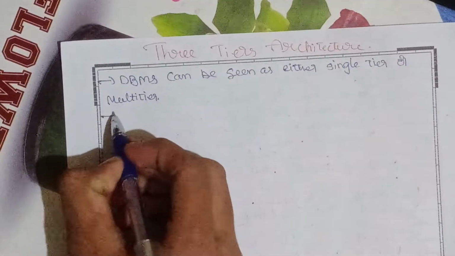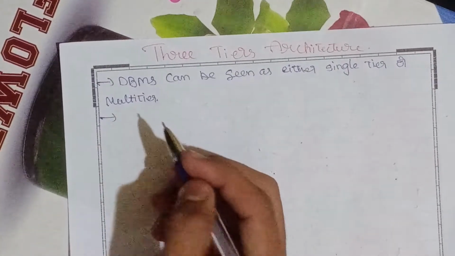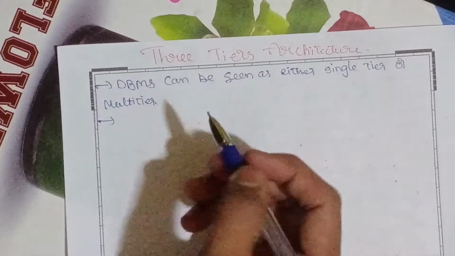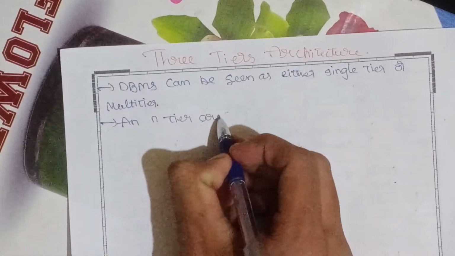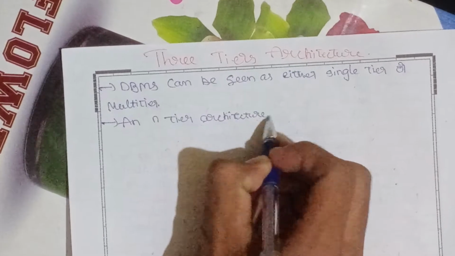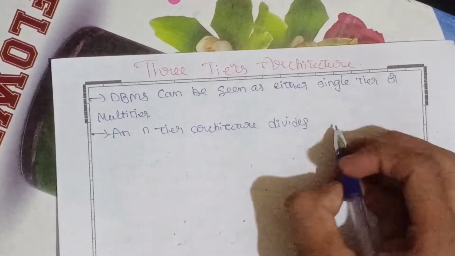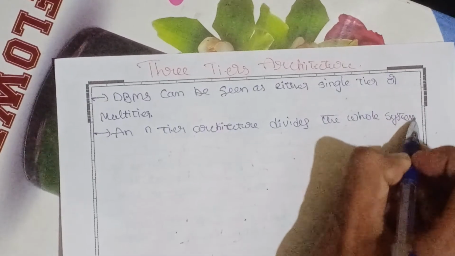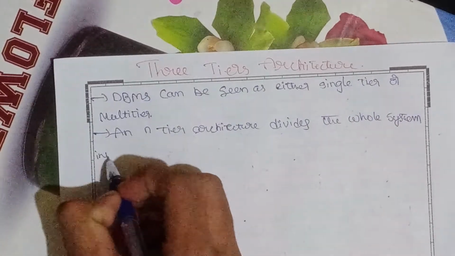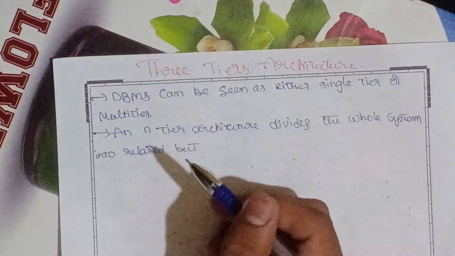Second, you can see that an entire architecture divides the whole system into related but independent modules.